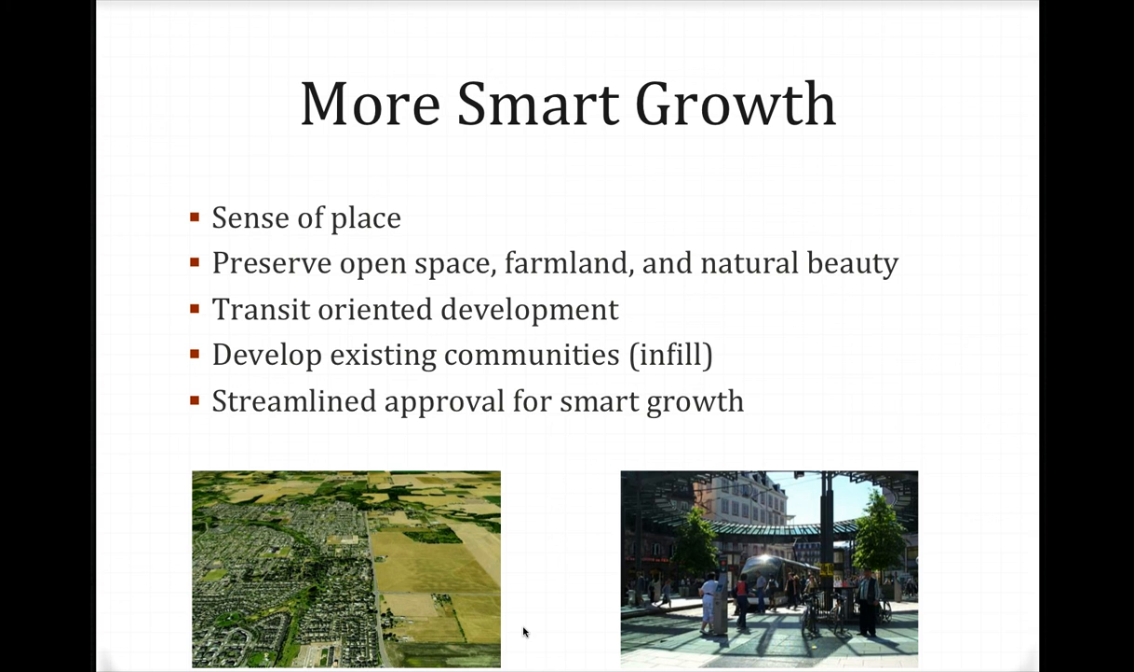If you have any other questions about smart growth, go take a look at your book. It's got some great details there that you can read about.